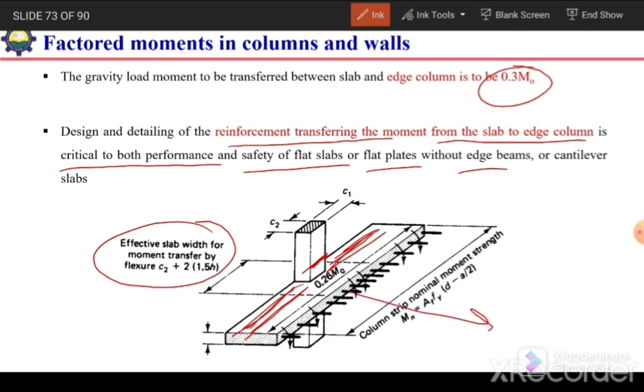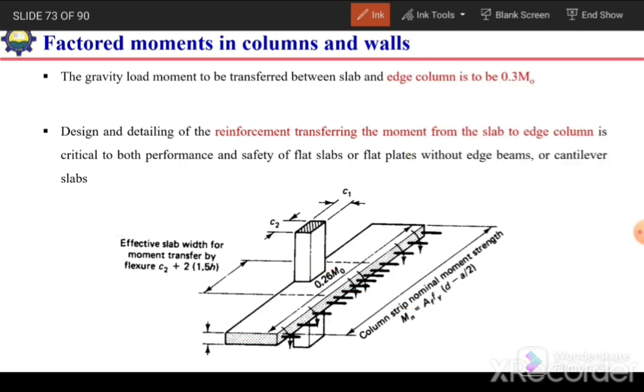And that reinforcement should be provided within this effective area, which is C2, this transverse dimension, plus 2 times 1.5h. So 1.5h will be from this face up to this one, and same on the other side. So the total effective width will be C2 plus 2 times 1.5h, or 3h. In this width we need to provide some extra reinforcement to resist that unbalanced moment, which needs to be transferred from slab to the edge column.